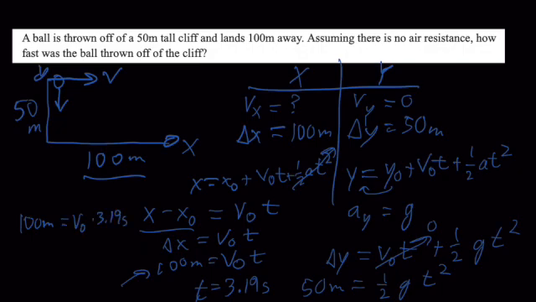And rearranging, we can say that 100 divided by 3.19 gives us a velocity of 31.35 meters per second if we round. And so that is how fast the ball was thrown off the cliff.